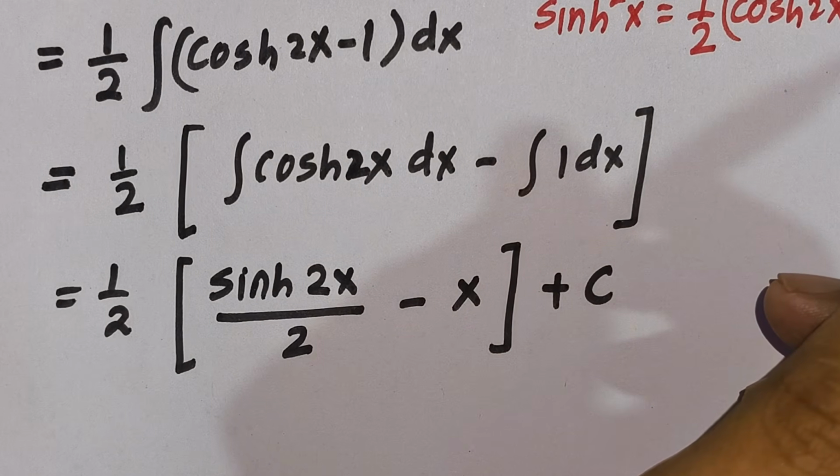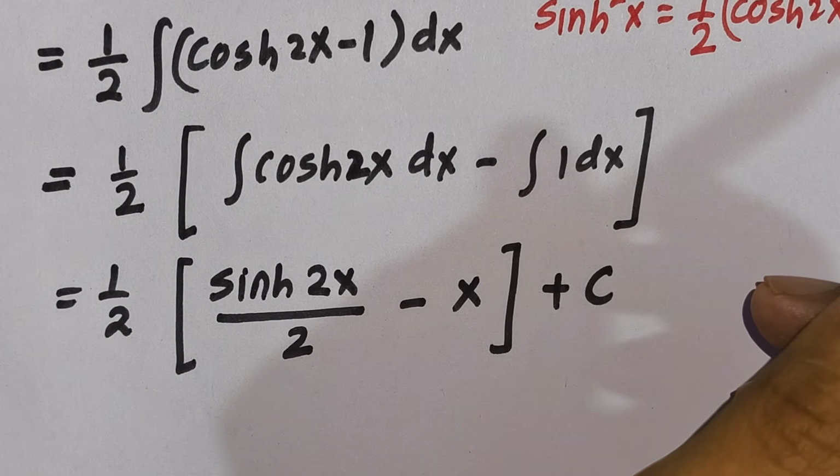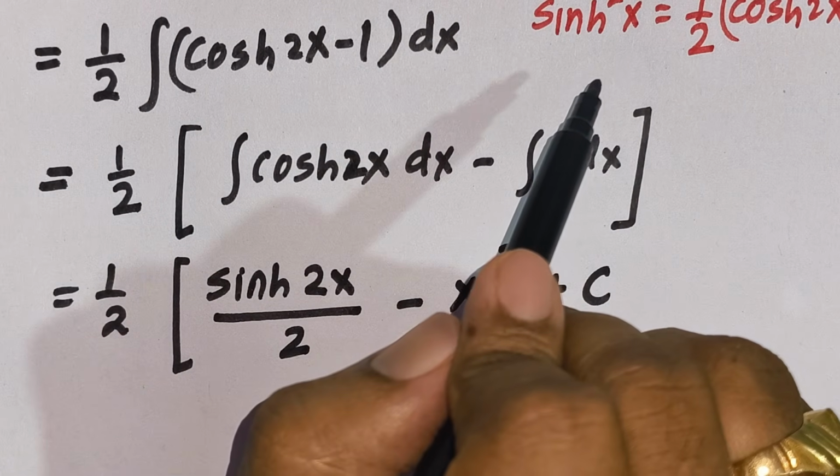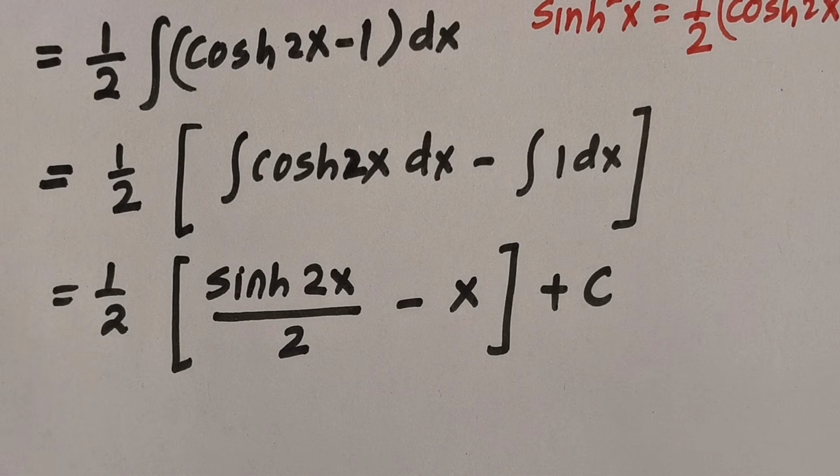Similarly, if it is asked to find the integration of hyperbolic cosine square, then also you have to convert that to hyperbolic cosine 2x, then find the integration using the hyperbolic identity.